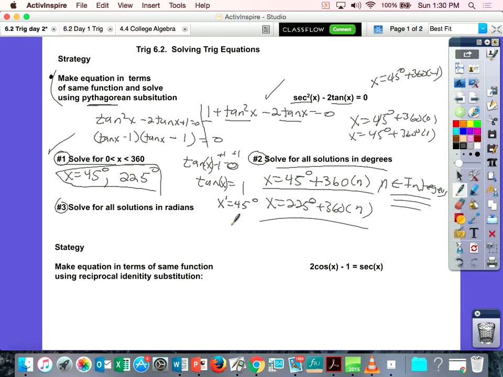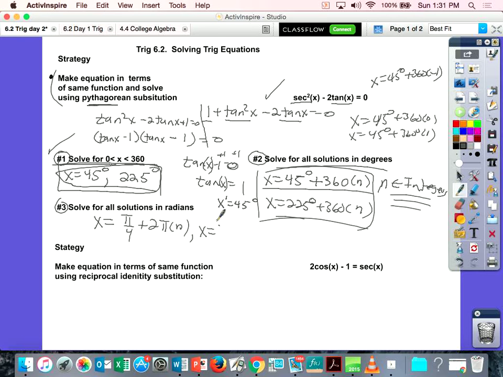So if you were to solve for all solutions, that's what you do. If you were to solve for solutions between 0 and 360, that's all there is. Now, if you were supposed to solve for all solutions in radians, then the radian equivalent of 45 is pi over 4 plus 2 pi n instead of plus 360n. So that would be half of your solutions.